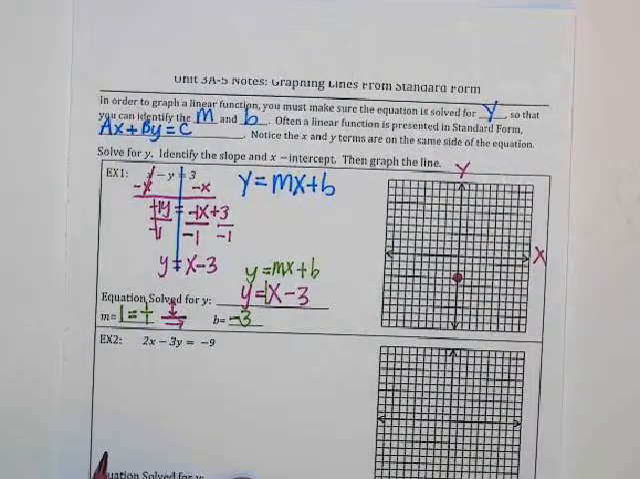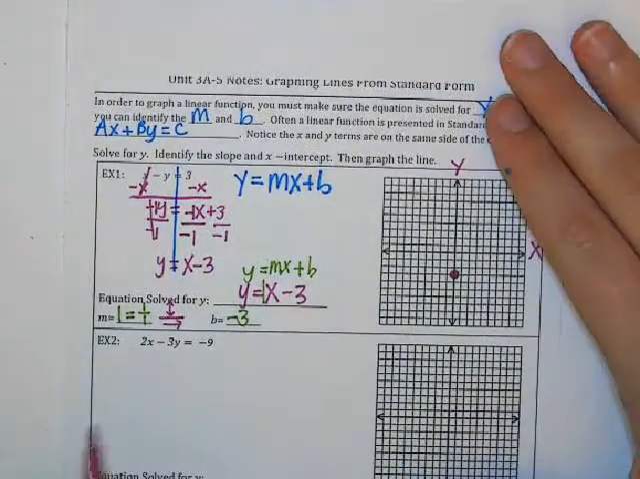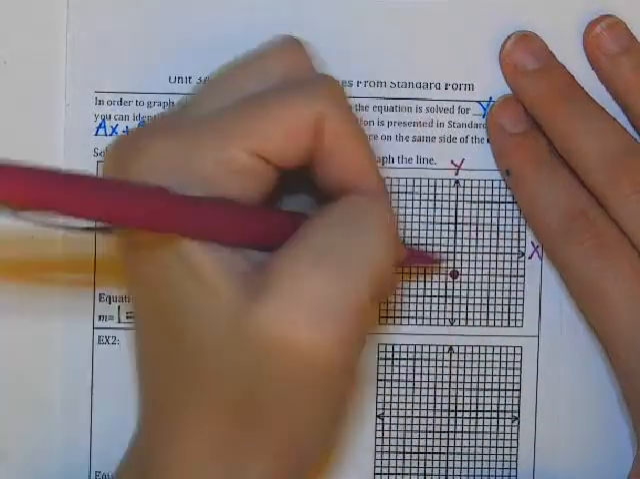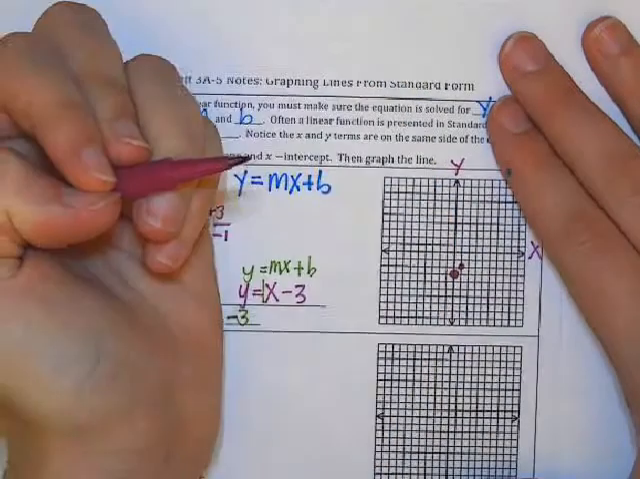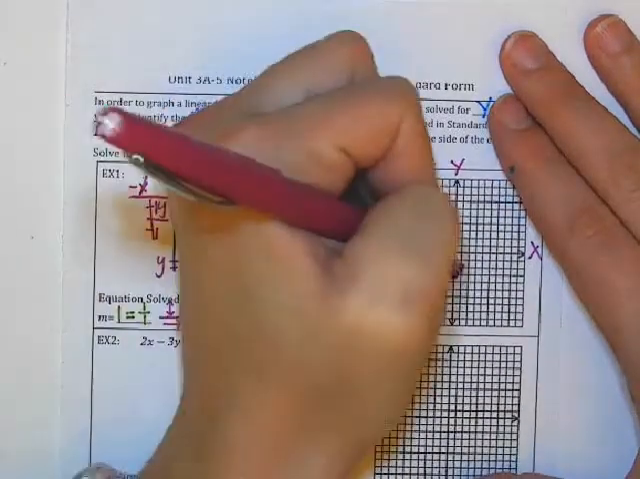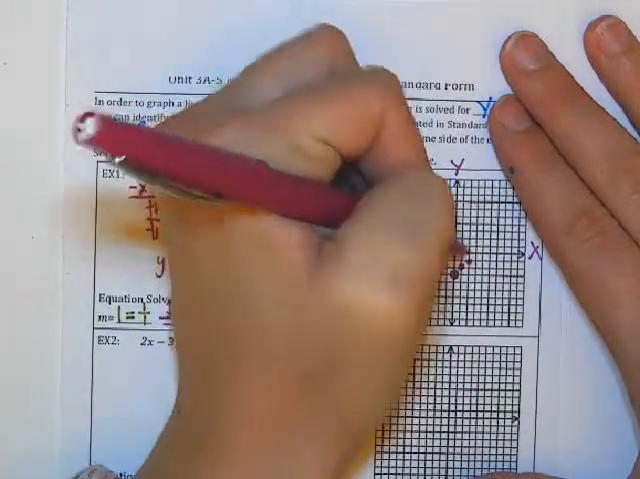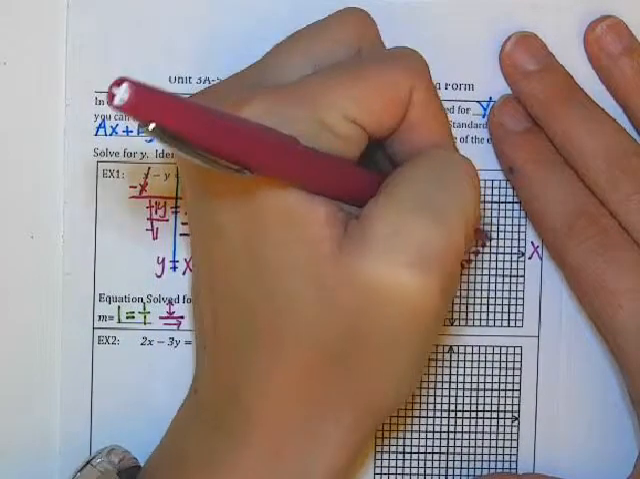Is it positive or negative slope? Positive. So am I going to go up or down? Up. How many? 1. Then what? To the right 1. So up 1, right 1. Put your dot. Then I do it again. Up 1, right 1. Up 1, right 1.